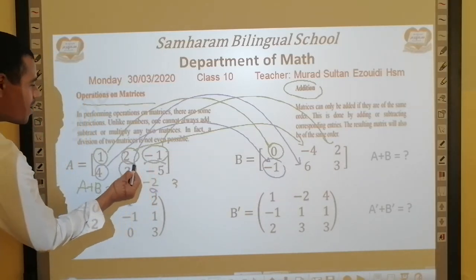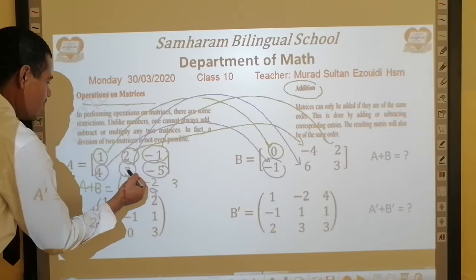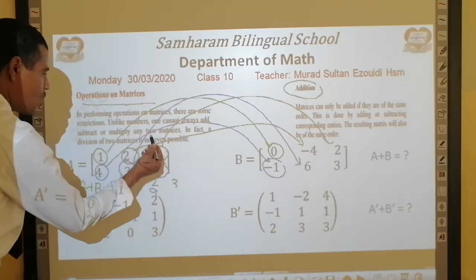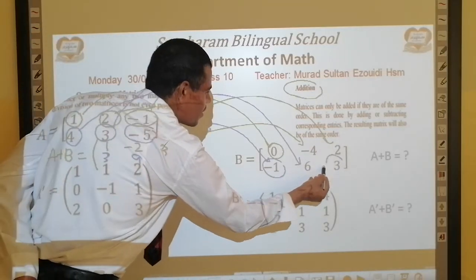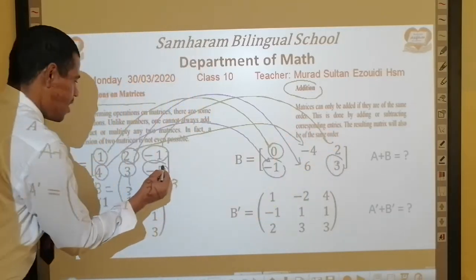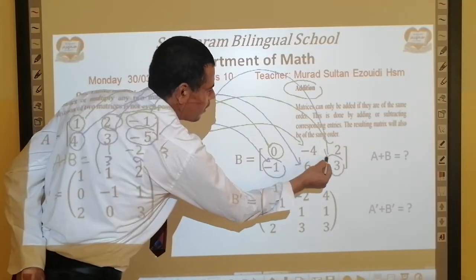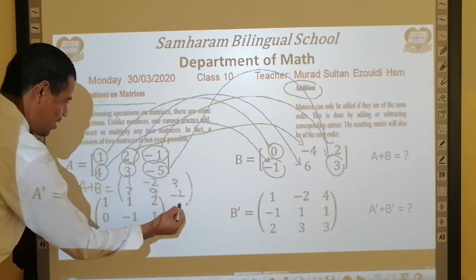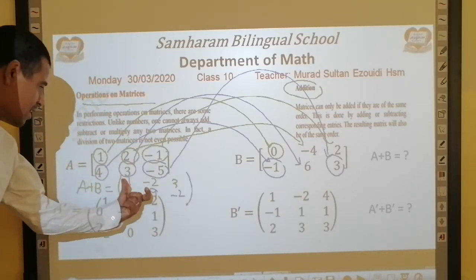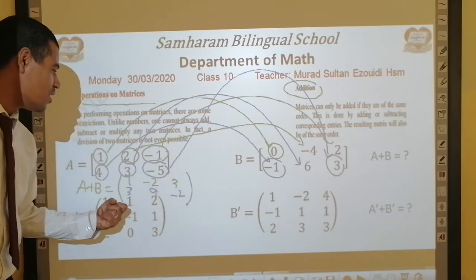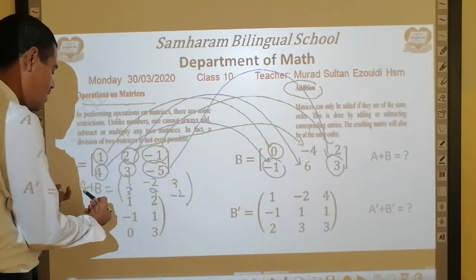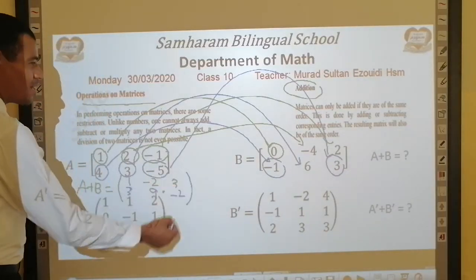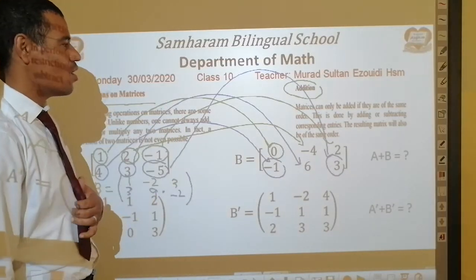And the last one, negative 5, is in fact lying on the second row, third column. I will add it with this one, the second row, third column. I will add this here, my kids. Okay? So, minus 5 plus 3 is negative 2. So, this is A plus B, in fact, a matrix. And what about its order? The order of the total of these two matrices is 2 rows by 3 columns. So, we keep the same order, my kids.